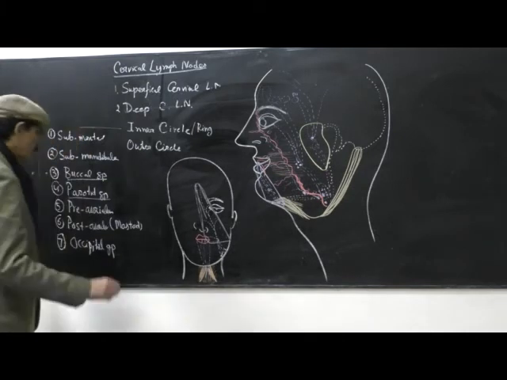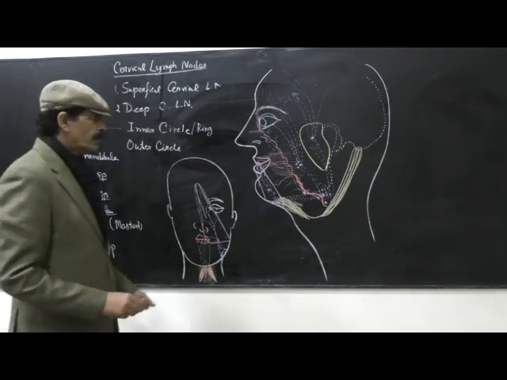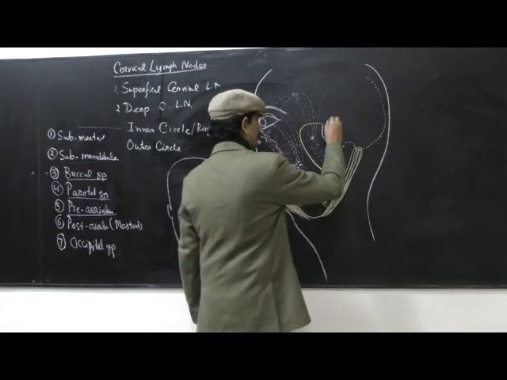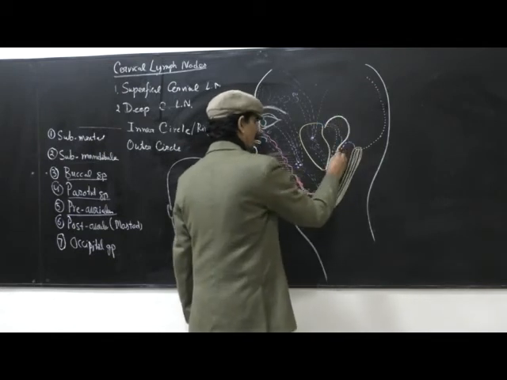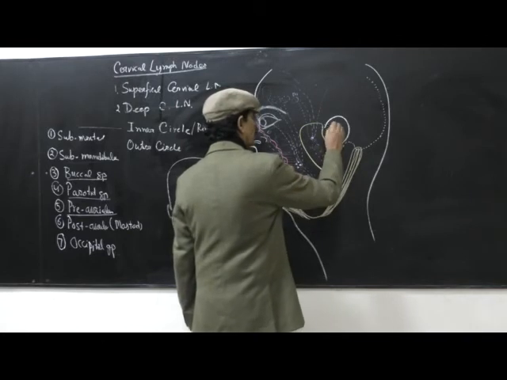Then comes the pre-auricular group of lymph nodes. The pre-auricular group of lymph nodes, as the name suggests, lie in front of the external ear or the pinna.